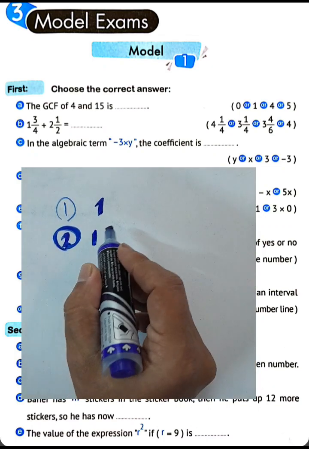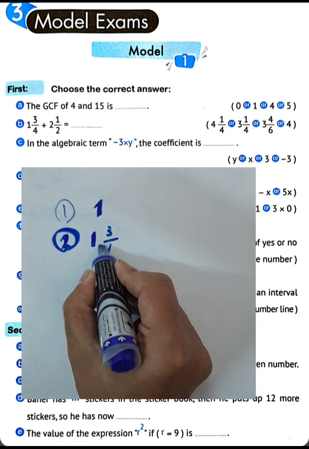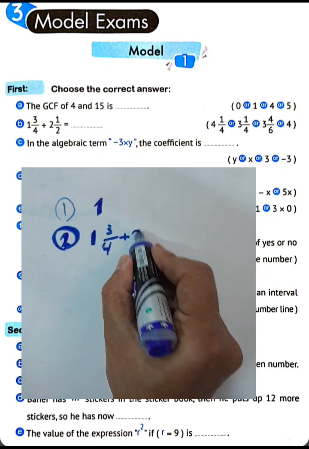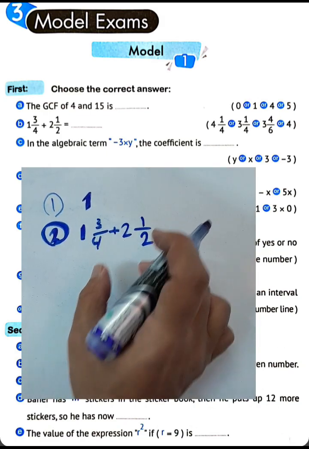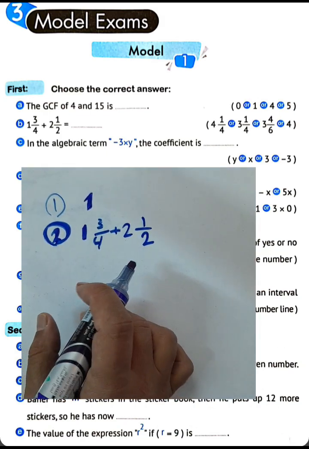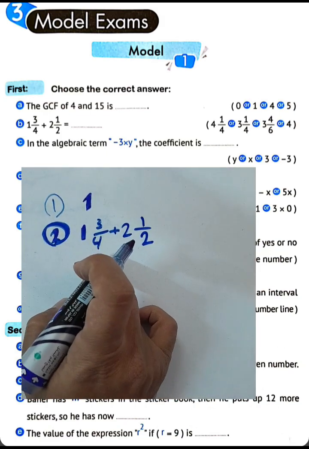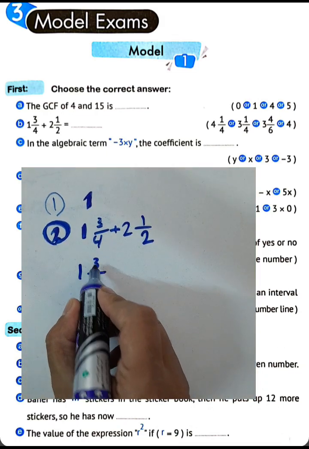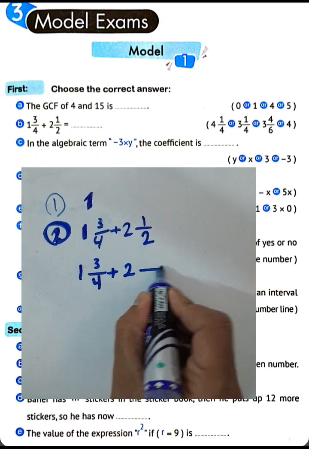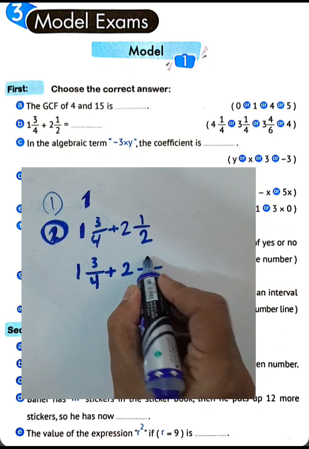Number 2, 1 and 3 over 4 plus 2 and a half. We have 4 and 2 in the denominators. We must find the least common multiple of the two denominators. It will be 4, because 4 can be divided by 2. Write 1 and 3 over 4 plus, write 2 here. 2 times 2 equals 4, 1 times 2 equals 2.